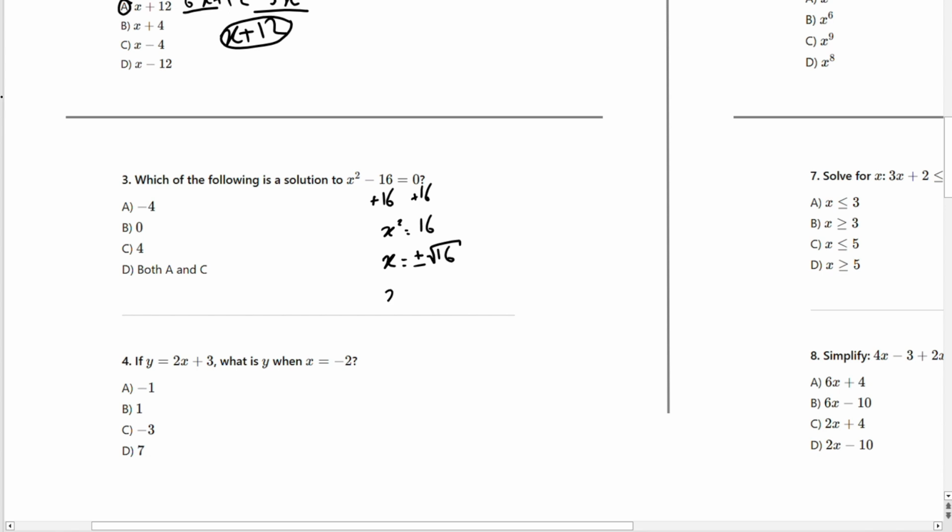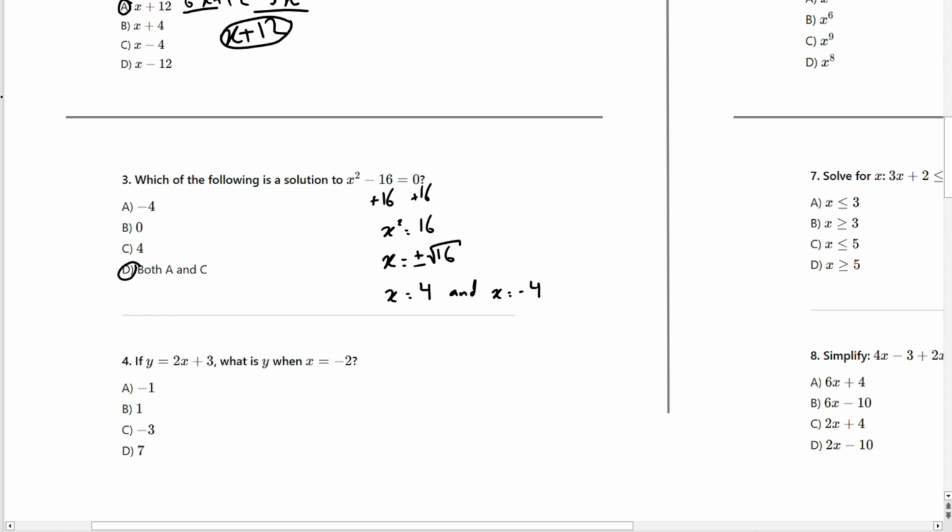This ends up with what? So square root of 16 is 4, so positive 4 and x equals negative 4. So that would just be both A and C. A and C, 4 and negative 4.